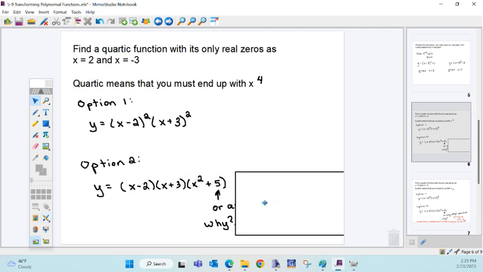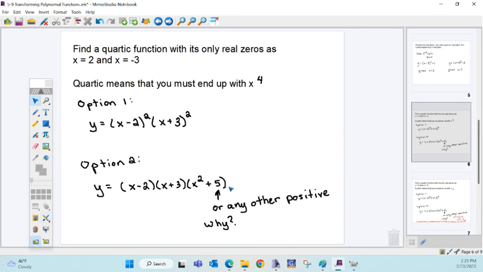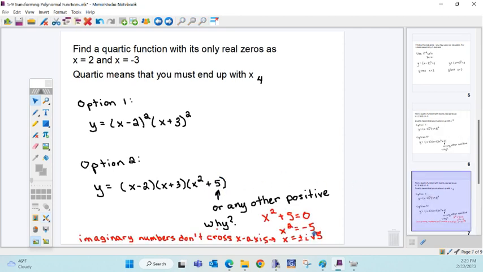But with the plus 5, if I were to try to solve it for that, and it could be plus anything, but if I were to try and solve that last piece, I would get an imaginary as part of the answer. So that would be another way that you could find a quartic function with the only real zeros of 2 and negative 3. You can do any positive number you want to. Correct. So that would be a second option.